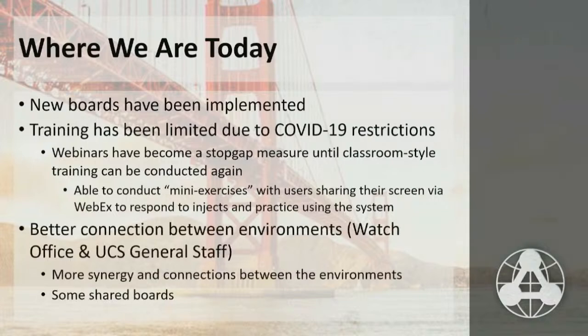We still have two distinct environments within our WebEOC system, one for the Watch Office and another for the UCS general staff. However, we have created synergies between these two environments by linking the data available within them, and in some cases, sharing the same boards. Although each audience has their own unique needs and requirements for the system, the goal is a common operating picture that facilitates general staff operations by providing them with all of the data from the Watch Office's early involvement in the incident, rather than the general staff walking into the room cold and having to reconstruct the early movements of an incident.